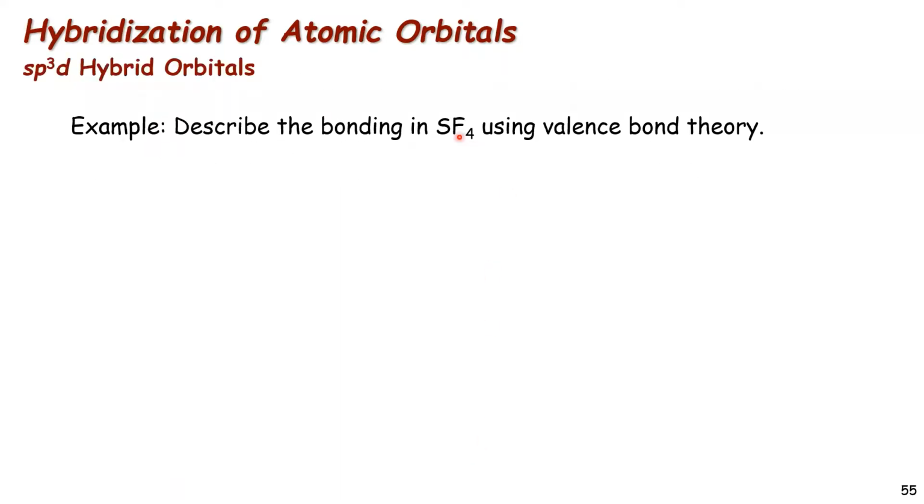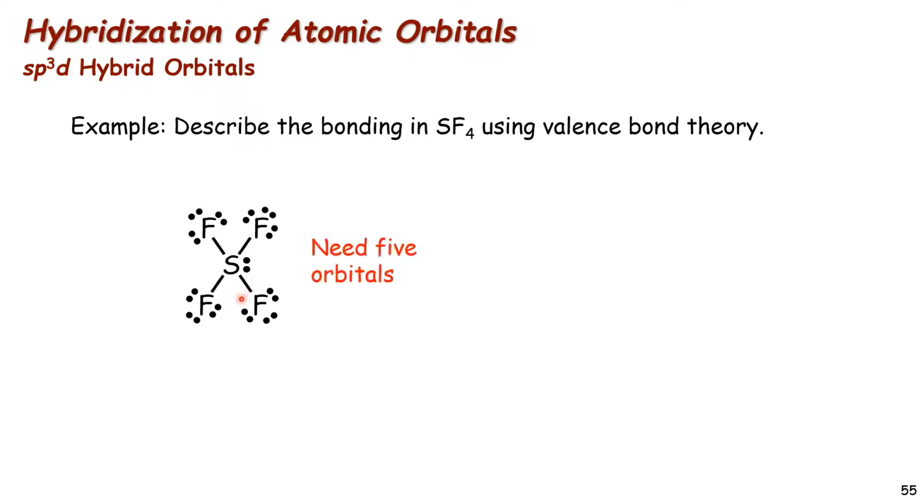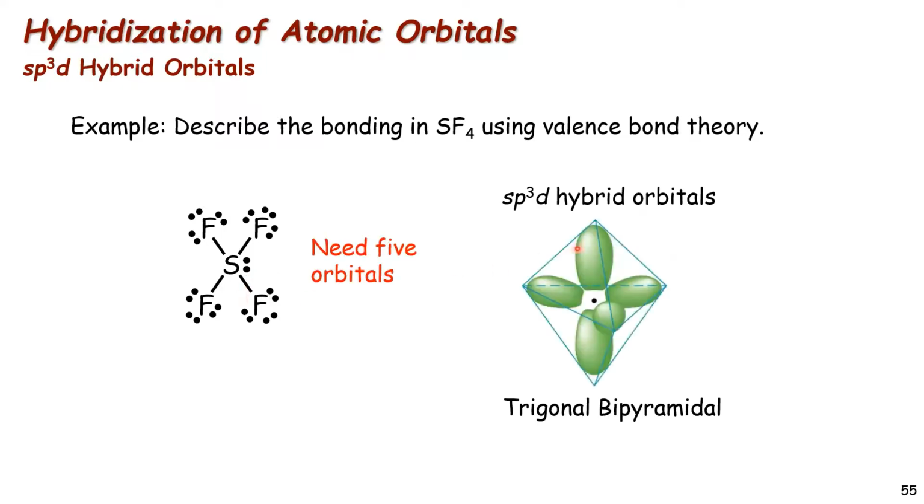So let's look at sulfur tetrafluoride. It has a Lewis dot structure that looks like this. And so you can see that we have 1, 2, 3, 4, 5 regions of electron density. So we need 5 hybrid orbitals. So we're going to use the 1 s, all 3 p's, and then 1 d. So this is going to be called sp3d hybrid orbitals. And since there's 5 regions, they're going to have trigonal bipyramidal structure.